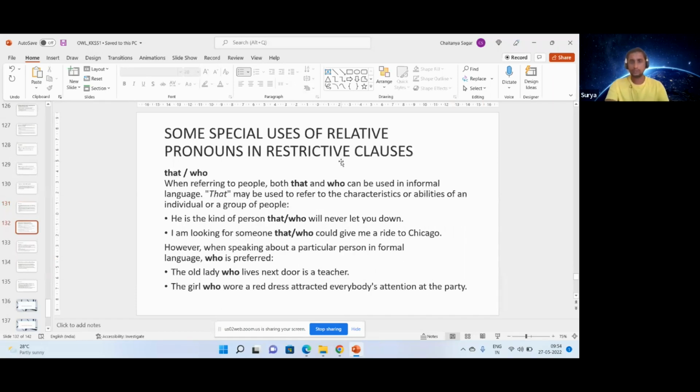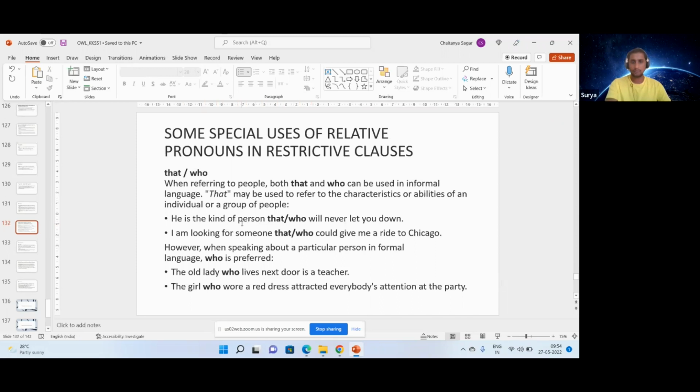And we'll see some special uses of relative pronouns in restrictive clauses. That or who: when referring to people, that and who can be used in normal informal language. Who gives more adequate clarity, so usually who is preferred in formal usage. There is other usage of when that can be used. Suppose you're not talking about the person but about characteristics or abilities of a person, an individual or a group of people. Let us see an example here. He's the kind of person that or who will never let you down. Here, that and who both could come.